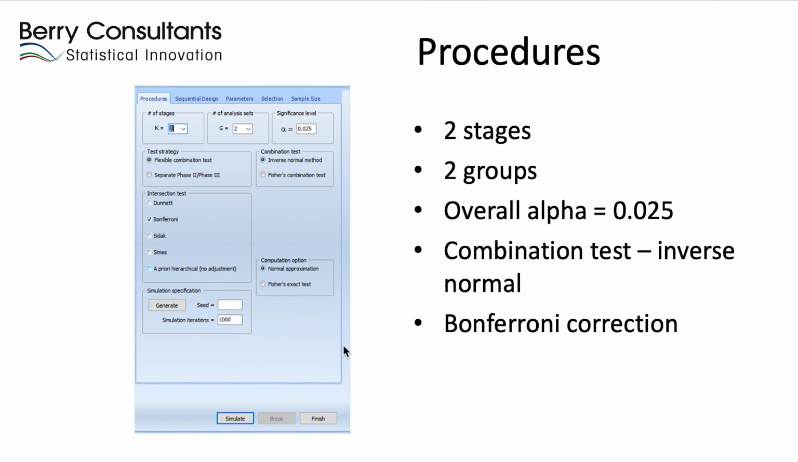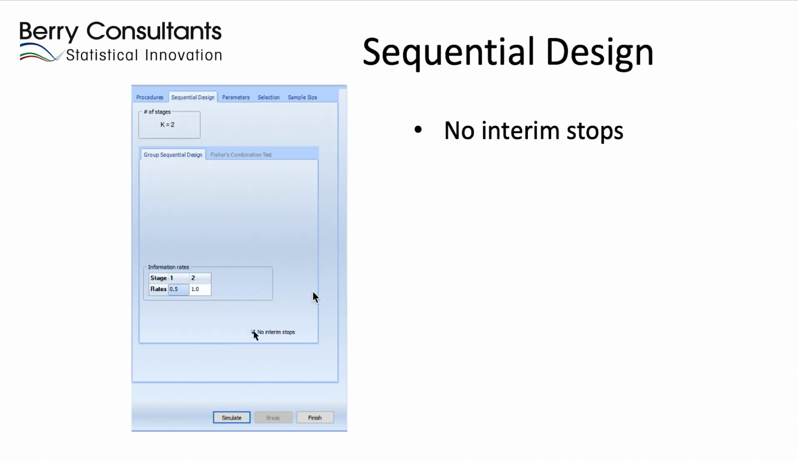And then next, we're going to look at the sequential design tab. In this initial design, there won't be any group sequential elements, so we simply select no interim stops.